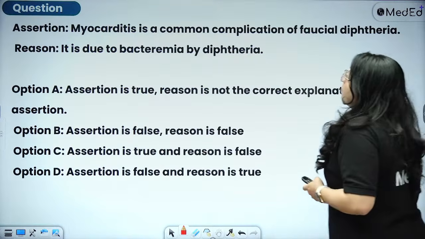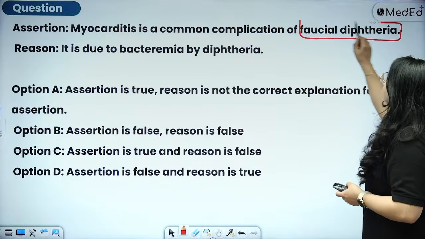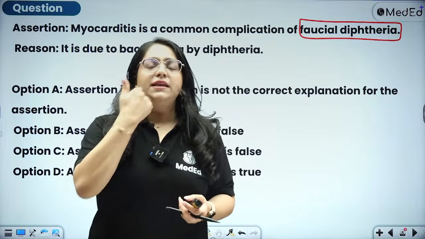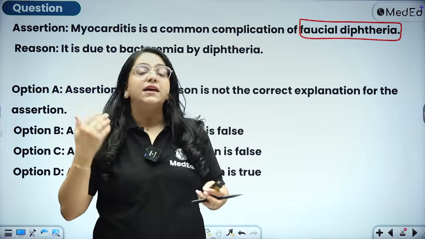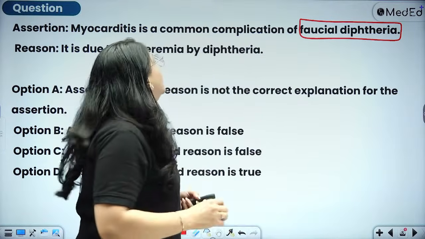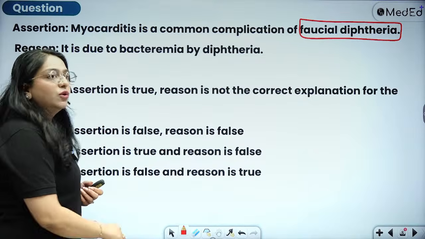Great. Myocarditis is a common complication of faucial diphtheria. You understand what is faucial diphtheria? It is simply diphtheria. Faucial means in the tonsils. So the pseudomembranous tonsillitis, the pharyngitis which is caused by Corynebacterium diphtheriae. Assertion, okay, it is a complication, I understand it is.